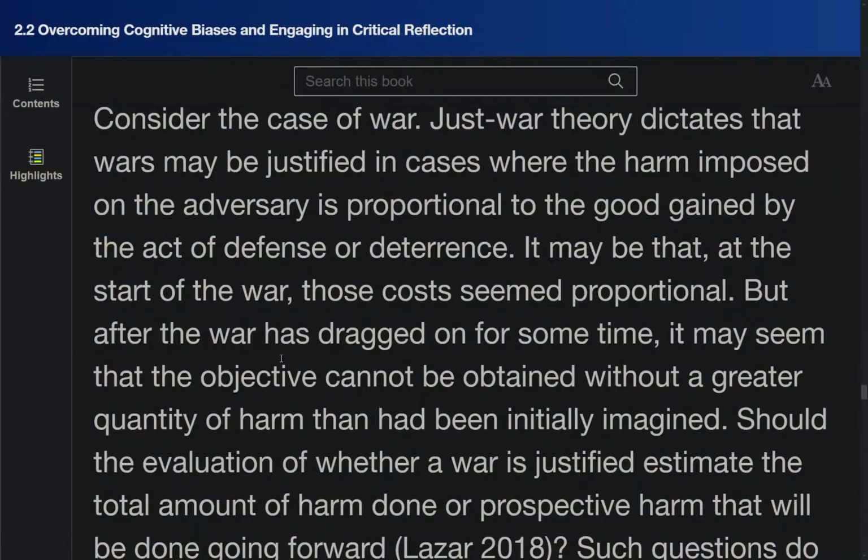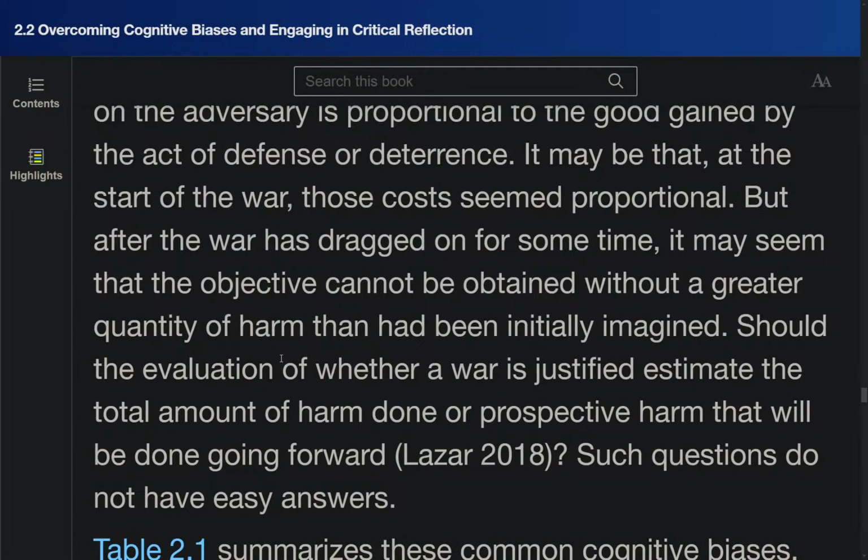It may be that at the start of the war those costs seem proportional, but after the war has dragged on for some time, it may seem that the objective cannot be obtained without a greater quantity of harm than had been initially imagined. Should the evaluation of whether war is justified estimate the total amount of harm done or prospective harm that will be done going forward? Such questions do not have easy answers.